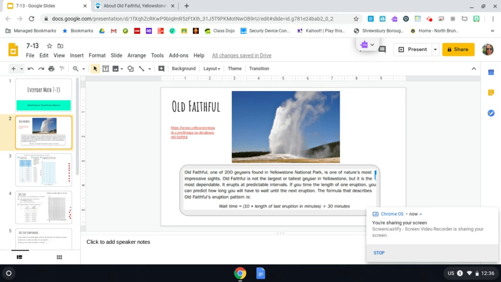So it says Old Faithful, one of the 200 geysers found in Yellowstone National Park, is one of nature's most impressive sights. Old Faithful is not the largest or tallest geyser in Yellowstone, but it is the most dependable. It erupts at predictable intervals. If you time the length of one eruption, you can predict how long you will have to wait until the next eruption. The formula that describes Old Faithful's eruption pattern is, okay, and it tells you here.